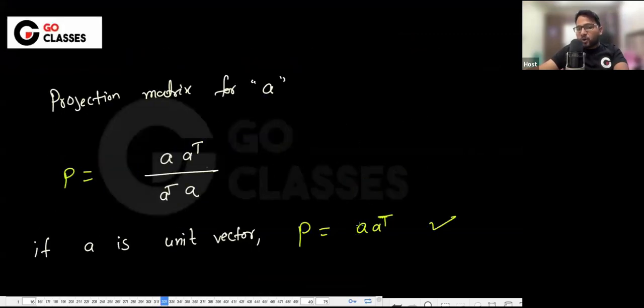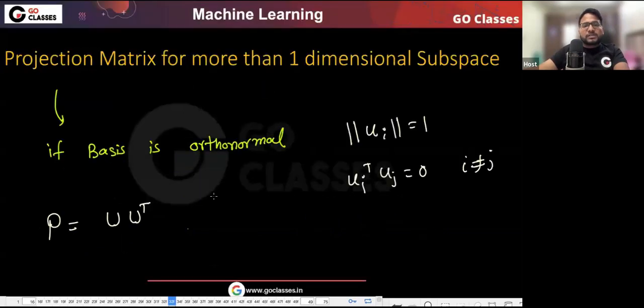Is this basis orthonormal? Here, if this is a unit vector, is this basis orthonormal? Yes, right? I mean, there is not more than one vector, but that's fine. So just like this, if the basis is orthonormal, it is U U transpose.